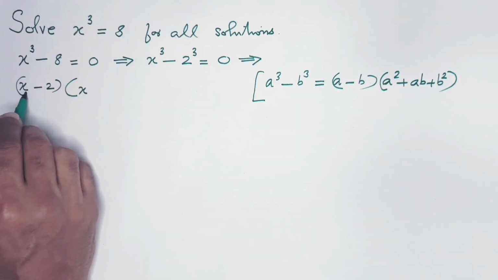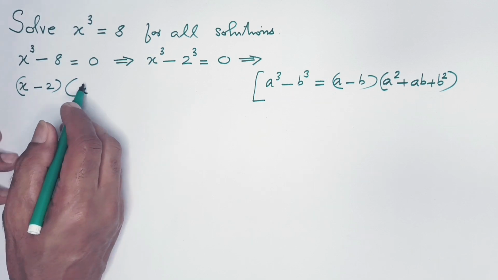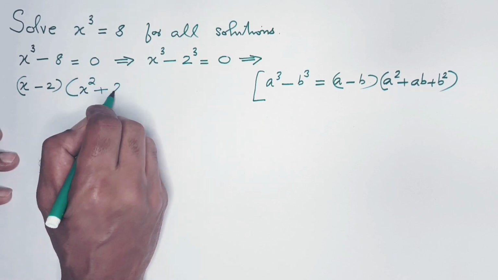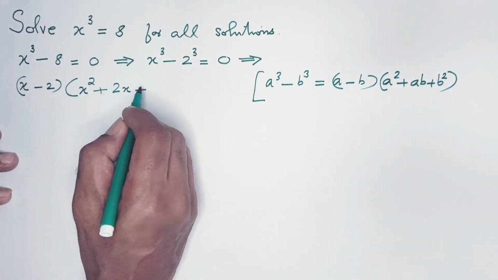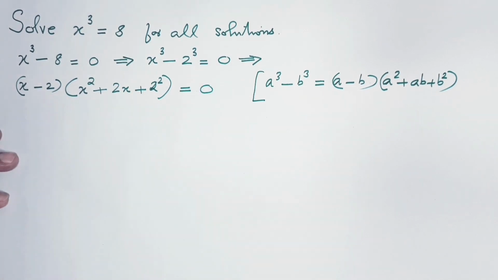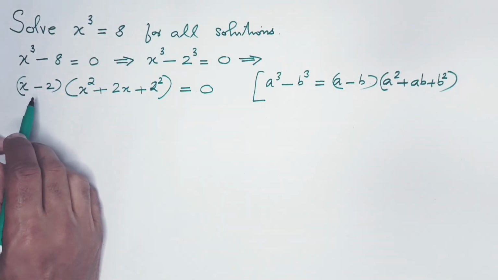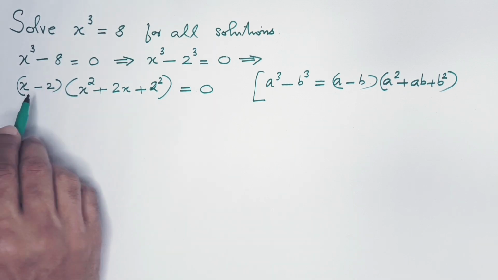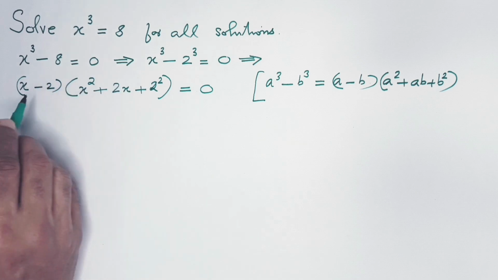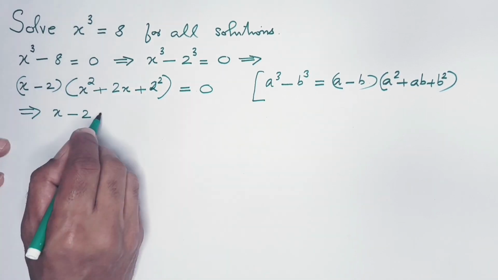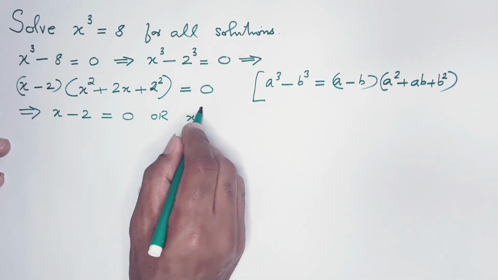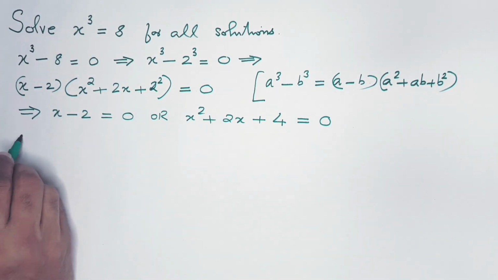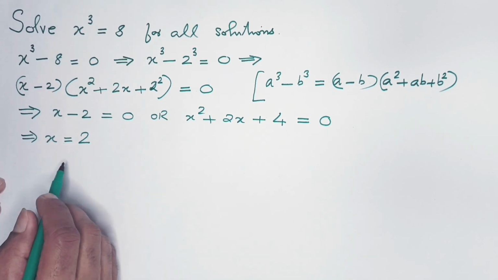So you will have a minus b as x minus 2 multiplied by x squared, that is a square, plus 2 into 2 multiplied by x, twice x, that is the ab term, then plus 2 squared, equal to 0. Now we got the third degree polynomial factorized into a linear polynomial and a quadratic polynomial. Rather, we have the product of two polynomials being equal to 0. That implies either x minus 2 equal to 0 or x squared plus 2x plus 2 squared, which is 4, equal to 0. X minus 2 equal to 0 implies x equals 2, so we got one solution.